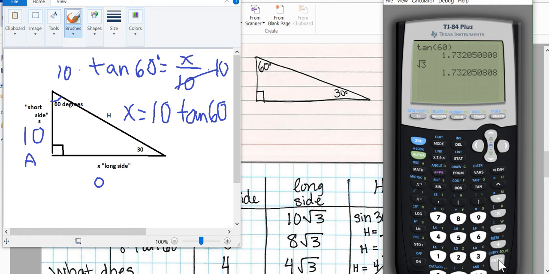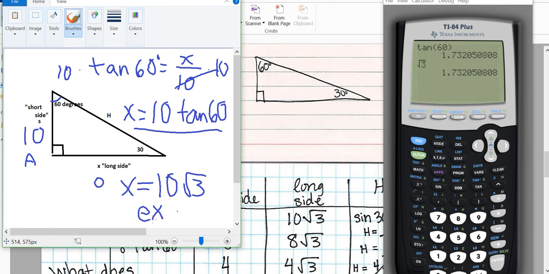See that? Same thing. So the tangent of 60 degrees is really the square root of 3, or rad 3. You can say it either way. So here, back to our work, we had x equals 10 times tangent of 60. Well, we can rewrite that and say x equals 10 times rad 3. Just replace tangent of 60 with rad 3 because they're equivalent. And this is an exact solution for how long the long side is if the short side is 10 units.